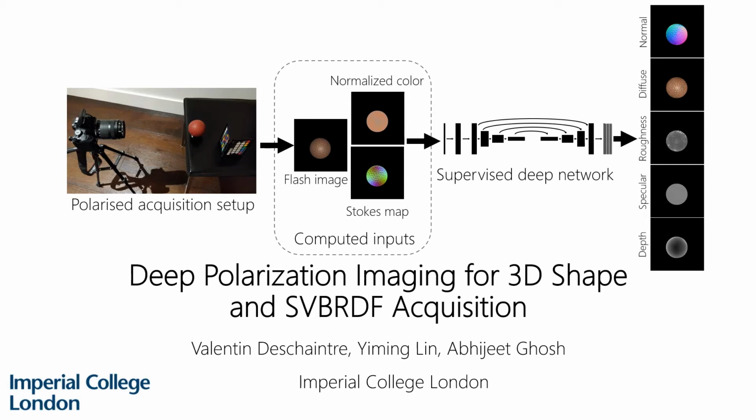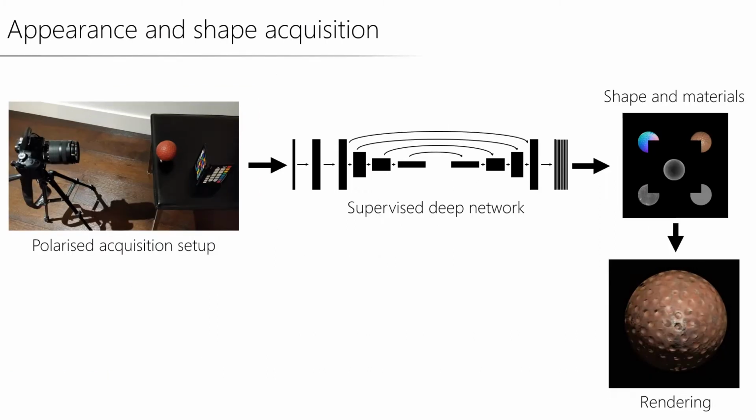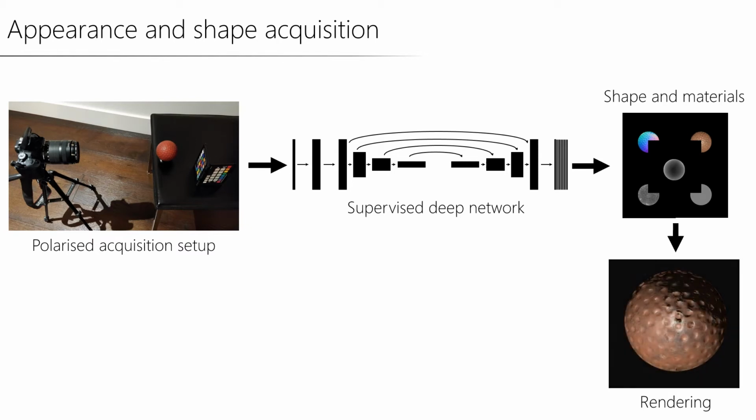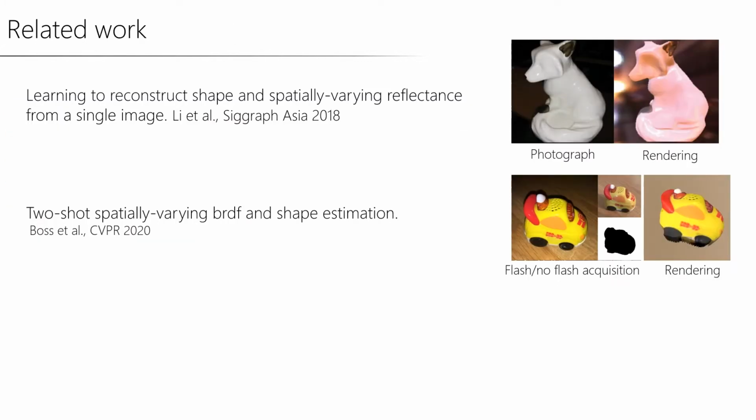Hello, I am Valentin, and I will talk about our paper on depolarization imaging for 3D shape and SVBRDF acquisition. With this method, our goal is to use a polarized acquisition setup with a single camera to recover shape and material information of objects. Among related work, the most related are the single and two-shot material and shape acquisition methods. Compared to them, we leverage multiple polarization filtering angles to significantly improve the reconstruction.